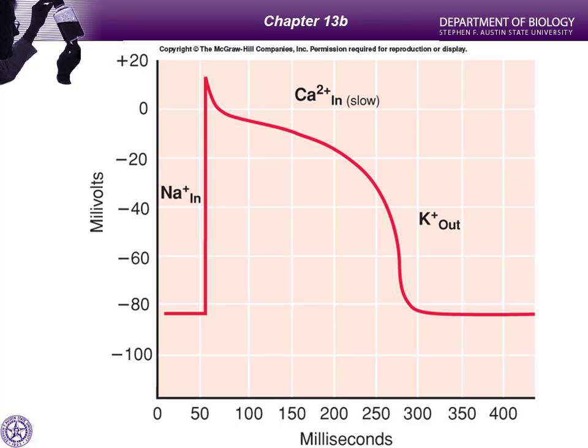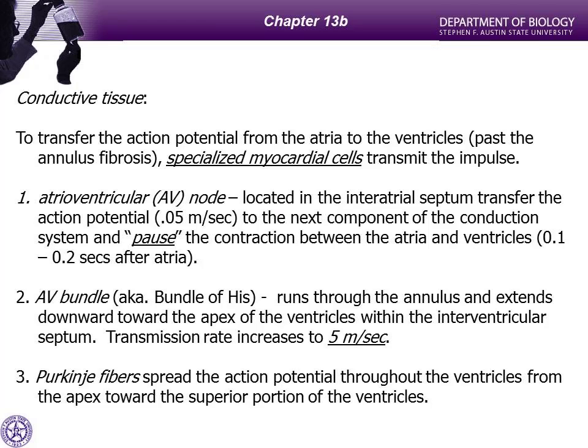So our SA node cells set the pace. Our myocardial cells, being all connected, respond to that electrical signal and they contract. But that's only our atrial cells, because the electrical signal cannot spontaneously pass through the annulus fibrosus. So we have to conduct the signal from the atrium through the annulus fibrosus into the ventricles. And we used specialized myocardial cells to do this.